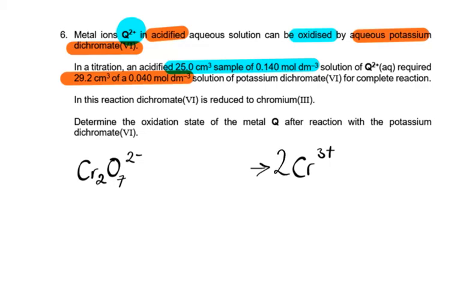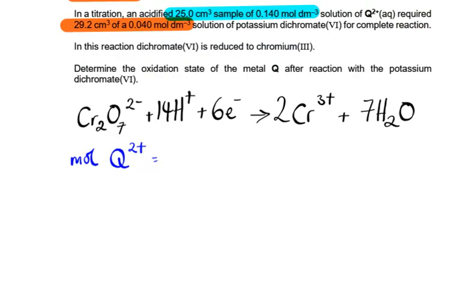We then need 7 waters on the right hand side, 14 hydrogen ions, which means we've got a charge of 12+ on the left, 6+ on the right, so we need 6 electrons. Let's now get the moles of the Q 2+ ions reacting, so that's going to be concentration times volume, and that gives us 3.5 times 10 to the minus 3 moles.